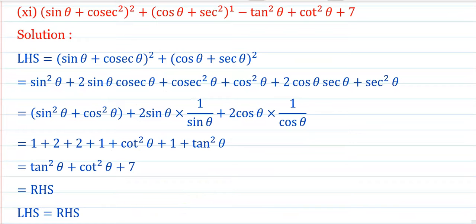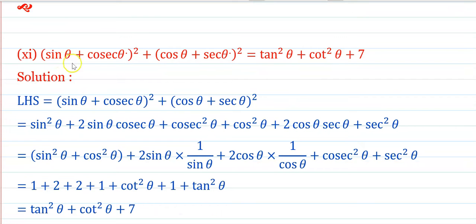Now the next, (sin theta plus cosec theta) bracket square plus (cos theta plus sec theta) bracket square is equal to tan square theta plus cot square theta plus 7. Now see here, we consider the LHS. Sin theta plus cosec theta bracket square means sin square theta plus 2 times sin theta into cosec theta plus cosec square theta. Cos theta plus sec theta bracket square means cos square theta plus 2 times cos theta into sec theta plus sec square theta.